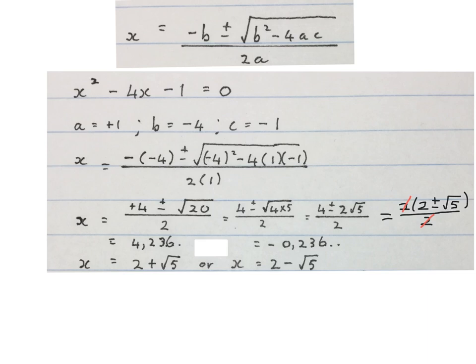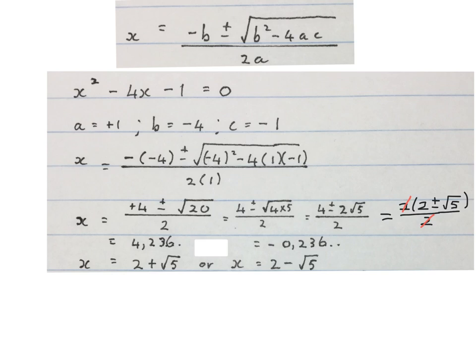If you used a calculator, you would have got this answer, 4.236 and on, and minus 0.236 and on. You must round it off. I assume you understand rounding off. If they tell you to write the answer to a certain number of decimals, you will use these two answers. If they say leave it in surd form, you'll use these two answers. Please stop the video and get your brain around this.